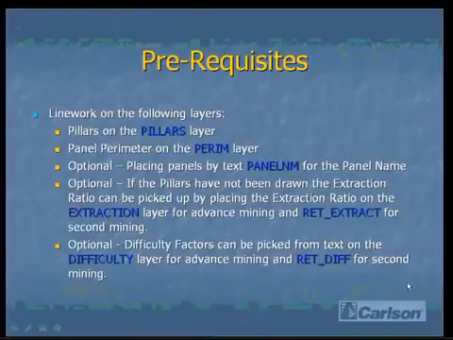The name of the panel can be brought in on the panel NM layer. The extraction rate is automatically calculated if the pillars are drawn. But if pillars are not drawn and we're only using the panel perimeters, we can input the extraction ratio for both advance and retreat mining by using the extraction and RET_extract layers. We can also input difficulty factors, which we will talk about later in the presentation.